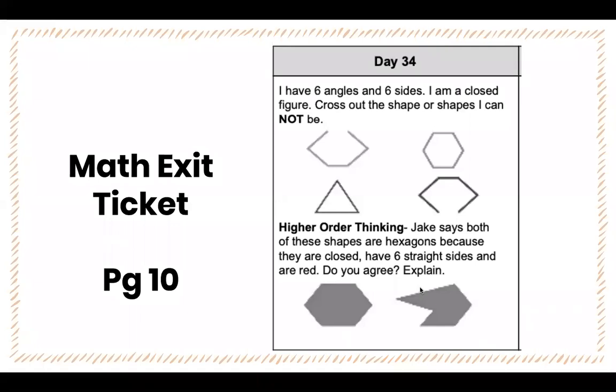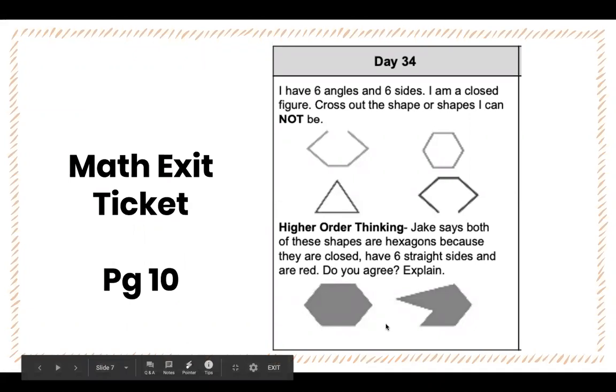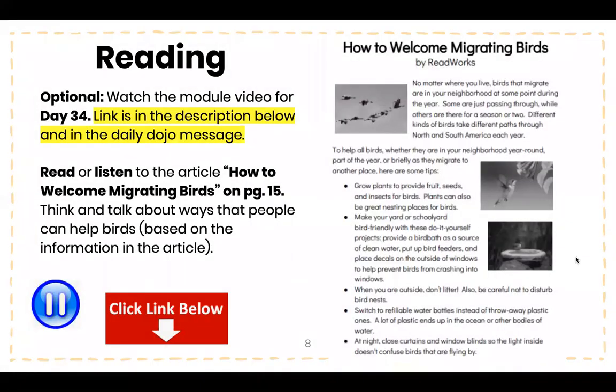Explain. So in your math journal, do you agree that they are both hexagons or do you disagree? Explain it in your own words. Make sure it's a complete sentence with a capital letter and period at the end. Now for reading, you're going to watch the module video for day 34.